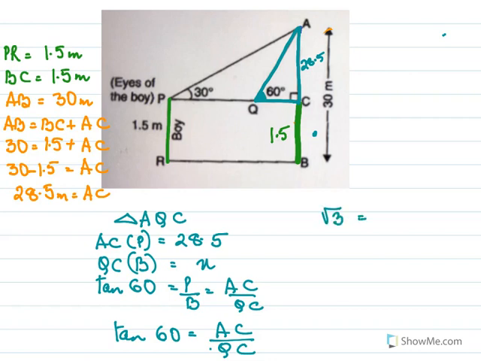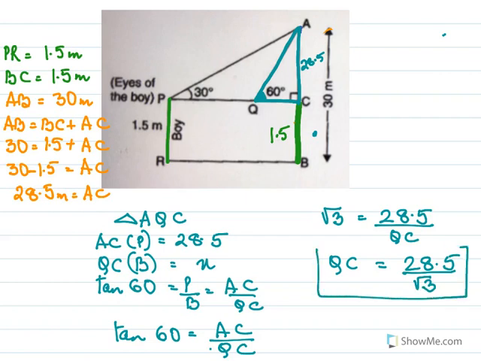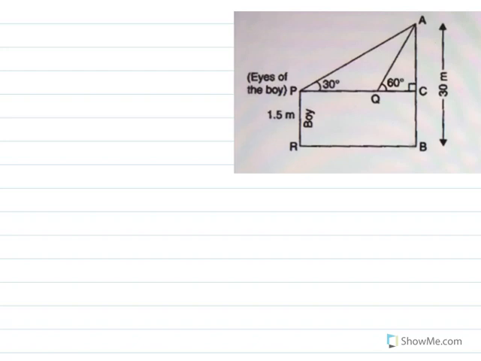Then we go further. Tan 60 we know is root 3. AC is 28.5. QC we do not know. So our QC will be 28.5 over root 3. So we just keep it there, that we know now QC is 28.5 over root 3. Next we'll take the triangle with 30.